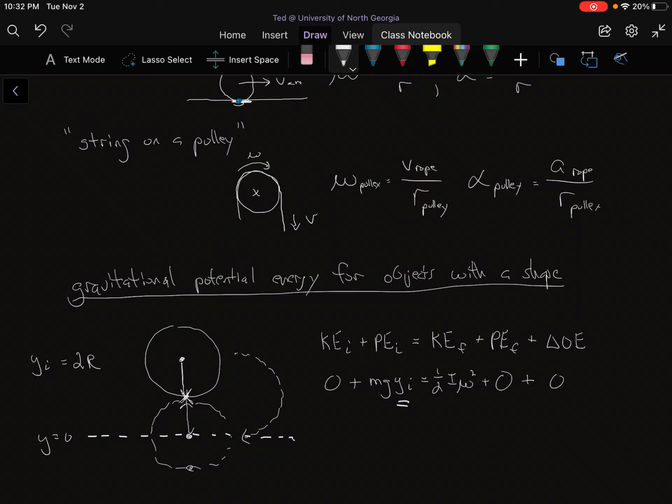But notice what we don't want to do is measure from the bottom of the ball to the top of the ball or whatever. We want to measure from where the center of the ball starts to where the center of the ball finishes when we're measuring the change in height. Okay, so when we're doing gravitational potential energy for objects, we always measure to the center of mass of the object. All right, I think that's enough for now.